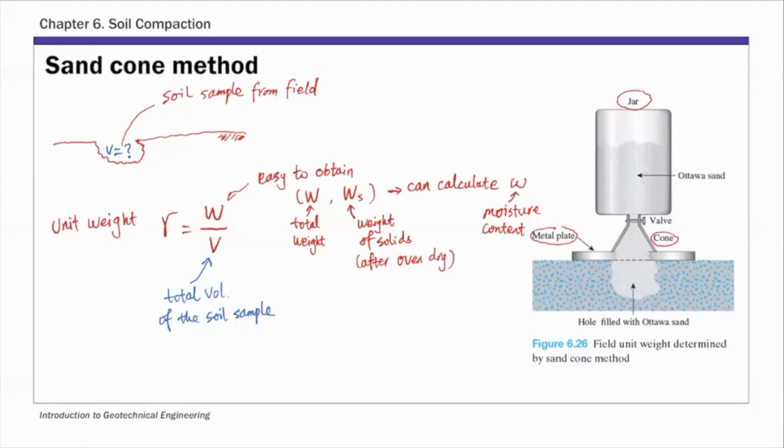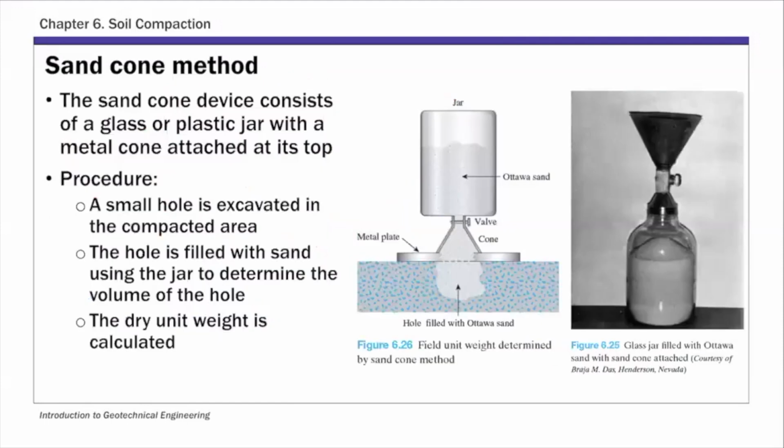For the sand cone method, the material we use is Ottawa sand. So we know the density of Ottawa sand. It's right here. Okay. This basically shows the procedure of the sand cone method. I've described the sand cone device. And in the sand cone test, if you look at this picture right here, you have this jar with Ottawa sand. So we know the density of this material.